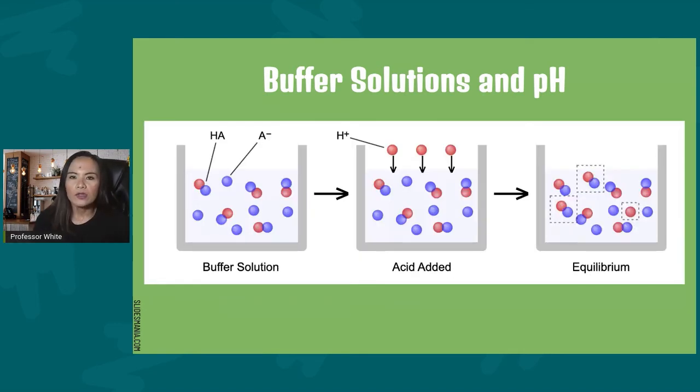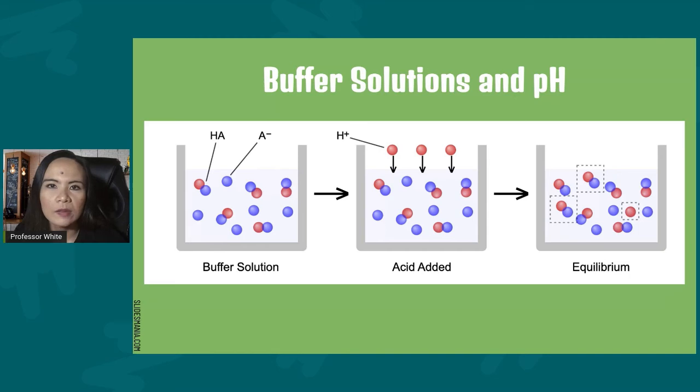Now, how does a buffer solution help maintain pH? Consider the situation in this figure. On the far left-hand side, we have the buffer solution that consists of HA, a weak acid, and its conjugate base, A minus. The solution will have a specific pH value that depends on the particular acid-base pair used for the buffer and their relative concentrations. In the center diagram, a small amount of acid, indicated by the H plus ions, is added to the buffer solution.